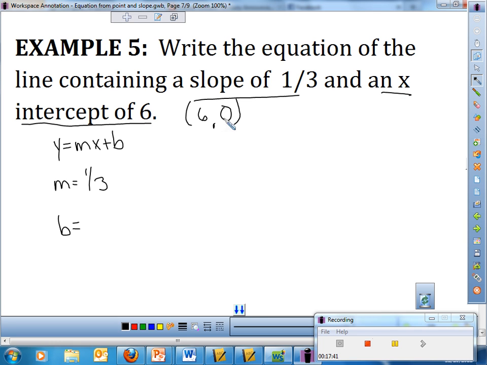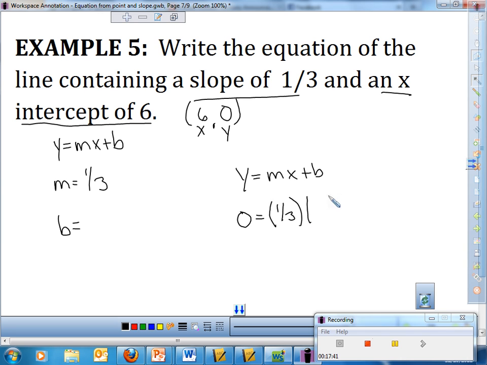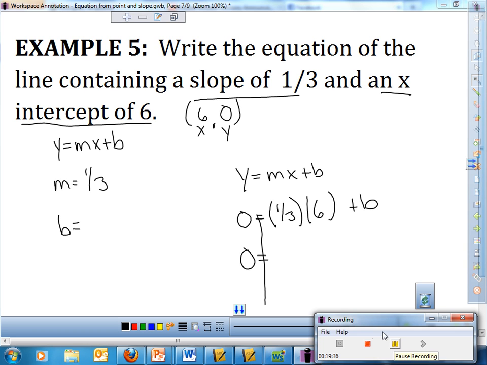Now I have a slope, and I have a point that I can label with an x and a y, and I can use that point and this slope to find b. So just like before, I'm going to write out y equals mx plus b. I'm going to plug in my y, which was 0. My m, which is 1/3. My x, which is 6. And plus b. I'm going to bring down my 0. 1/3 times 6 is 2. And then I see that we're doing 2 plus b. To undo 2 plus b, I'm going to subtract 2. Now I have negative 2 equals b.